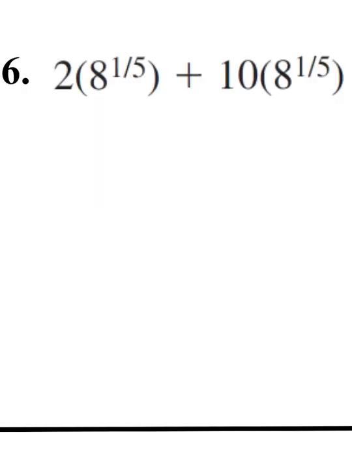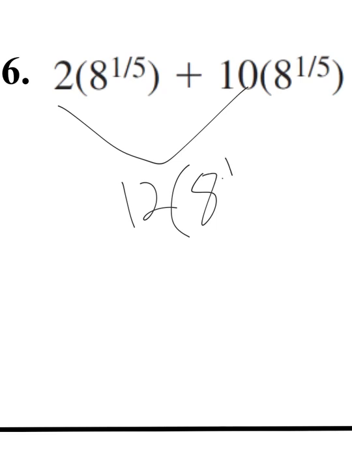This one here, it's pretty easy. It's 2 times 8 to the 1/5 and 10 times 8 to the 1/5. You don't even have to distribute this. Just combine 2 plus 10. That's 12. This is going to become 12 times 8 to the 1/5.